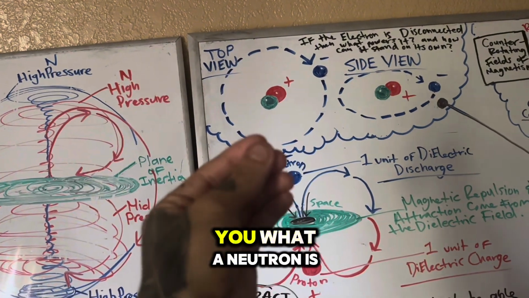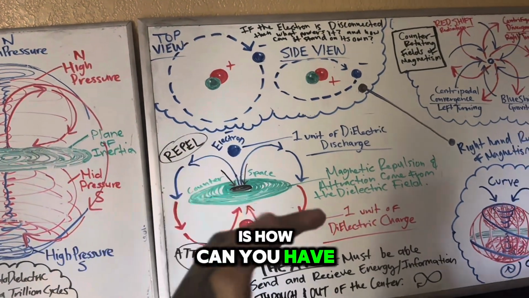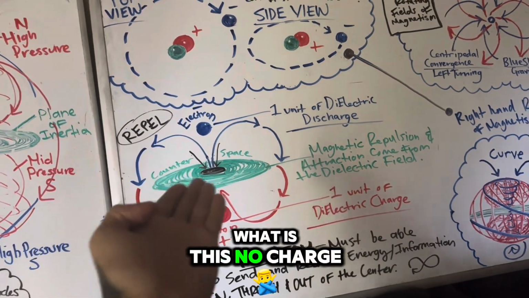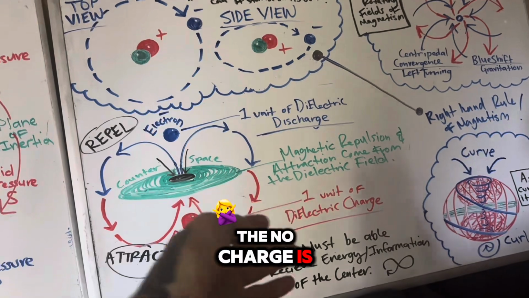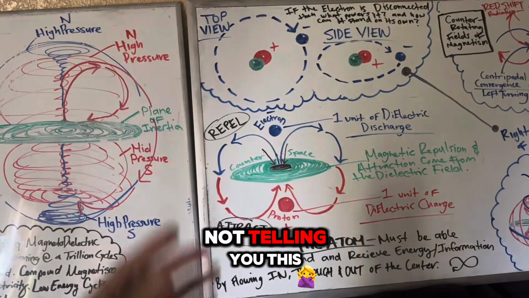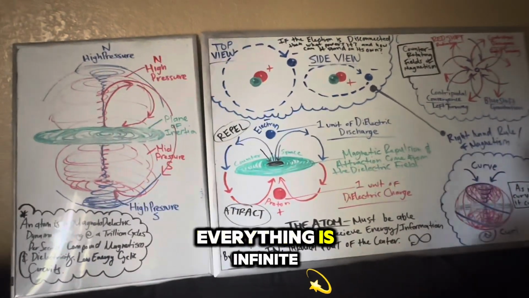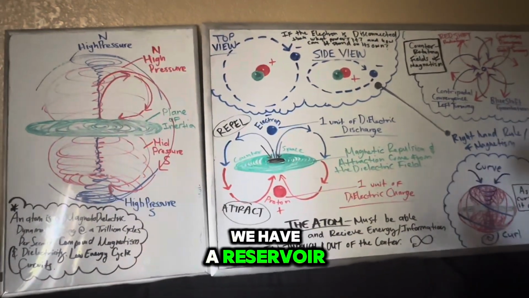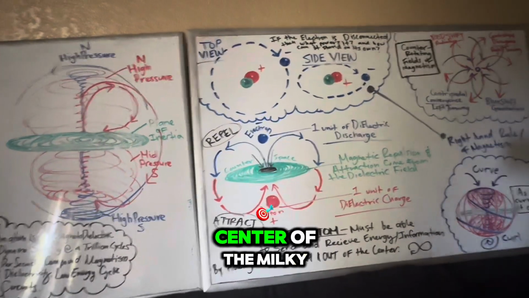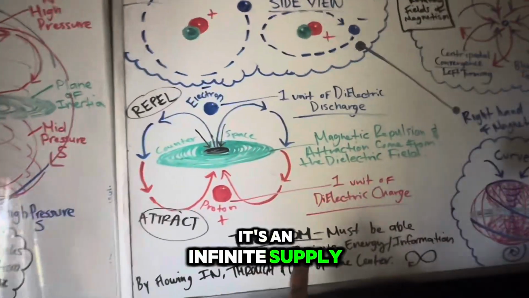They don't even tell you what a neutron is. Current science doesn't tell you what a neutron is. How can you have negative charge, positive charge, and no charge? What is this no charge? The no charge is the unmanifest dielectric field, or ether, 0-point energy. They're not telling you this. If they told you this, you'd realize that everything is infinite. We have a reservoir of infinite energy at the center of our atoms, center of our body, center of the earth, center of the Milky Way. The center is what holds everything together. It's an infinite supply of energy.